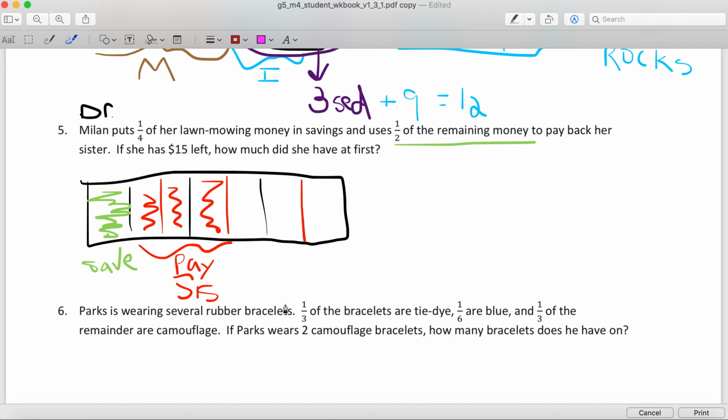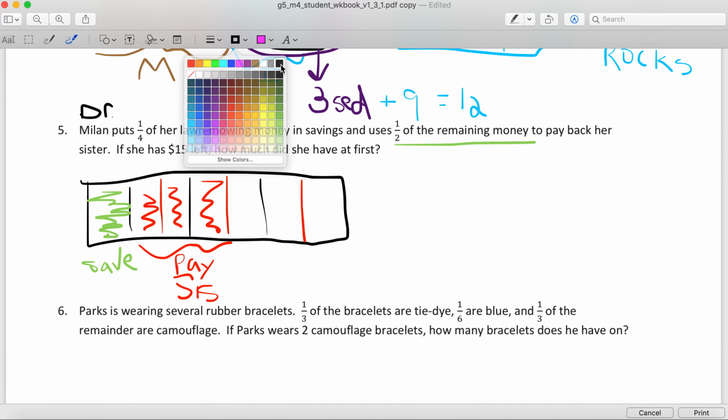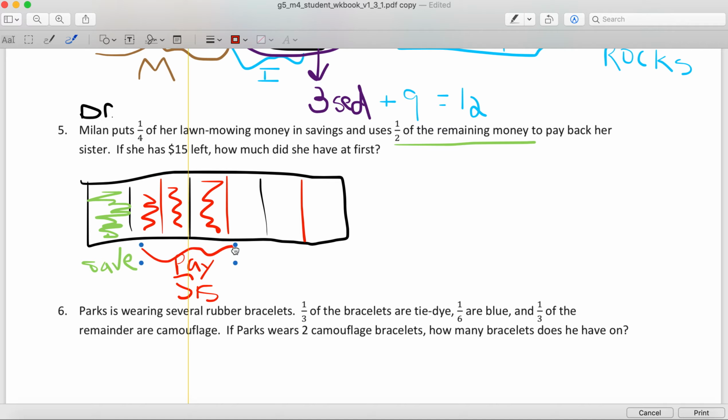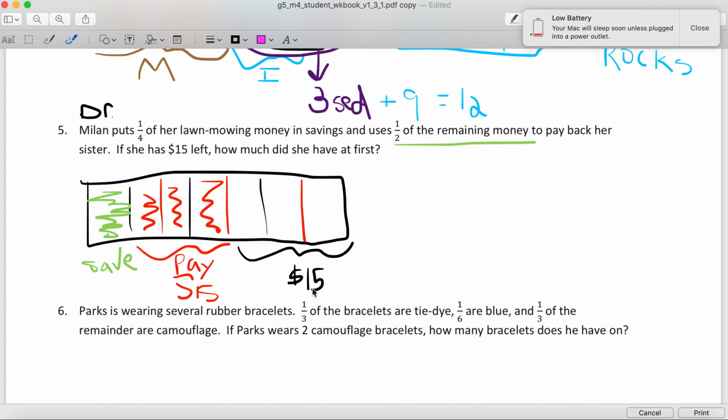All right, so I have $15 left. So if I have $15 left, that means these 3 boxes represent $15, because this is what's left. I haven't shaded these boxes. This is what's left. So that means that there are $5 in each box.